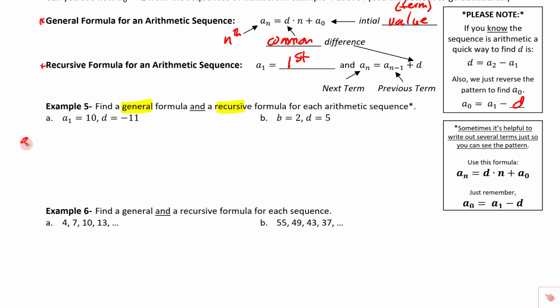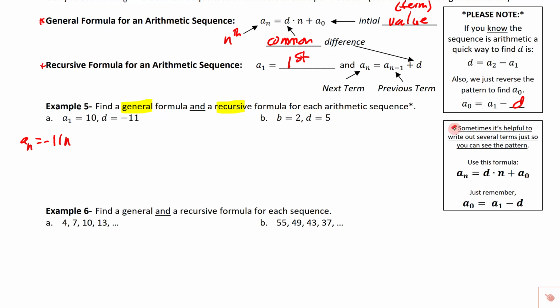So it's going to be a sub n is equal to the common difference. Well, the cool thing on this one is they told us what the common difference is. They said it's negative 11. So I'm going to write down negative 11, and then we multiply that by n. But I need to figure out what the initial value is. I need to figure out the first one. So there's a couple different ways that I can do that.